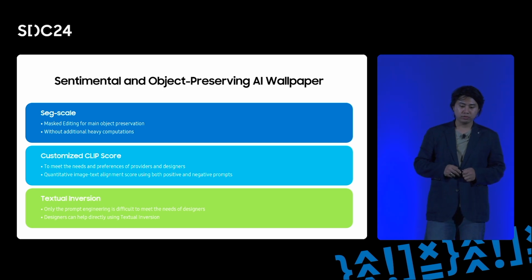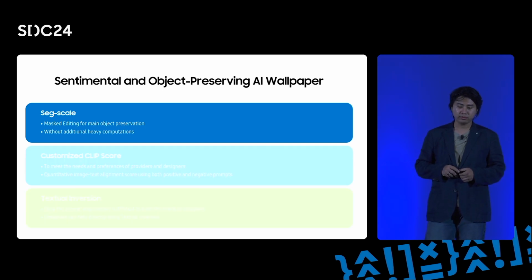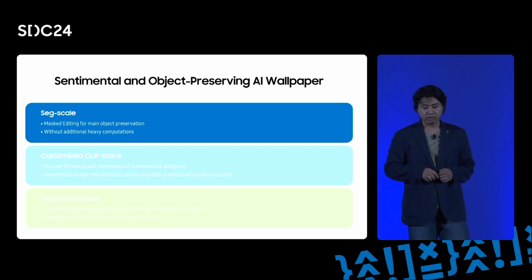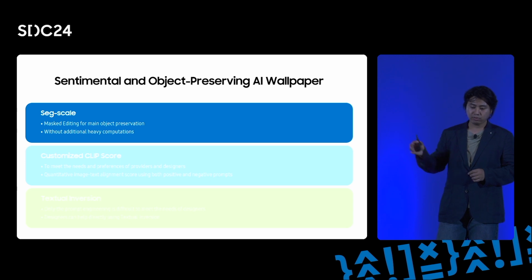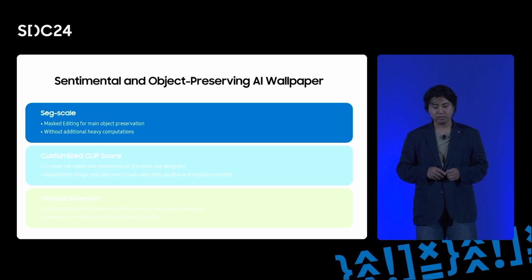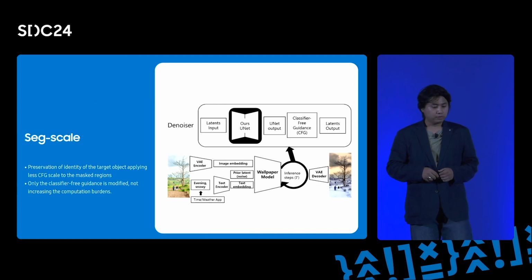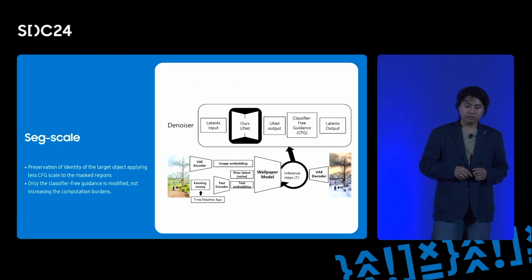To resolve this issue, we propose a novel method, SegScale, to preserve main objects in an image. It is a technique that combines segmentation and mask editing. It preserves the identity of the target object while the background is modified naturally and seamlessly using our diffusion model. Common mask editing needs heavy computations, while our method optimizes the process without additional heavy computations. SegScale is mask editing using external information obtained by the segmentation module.